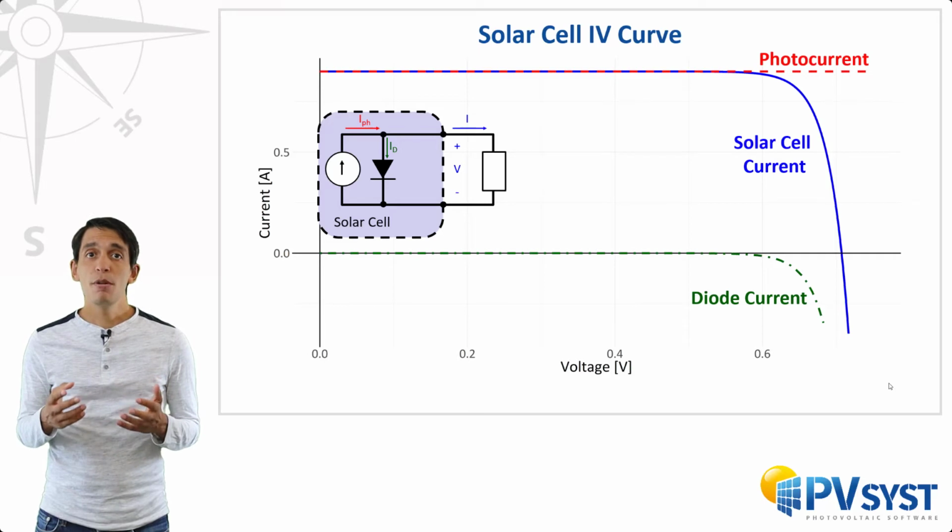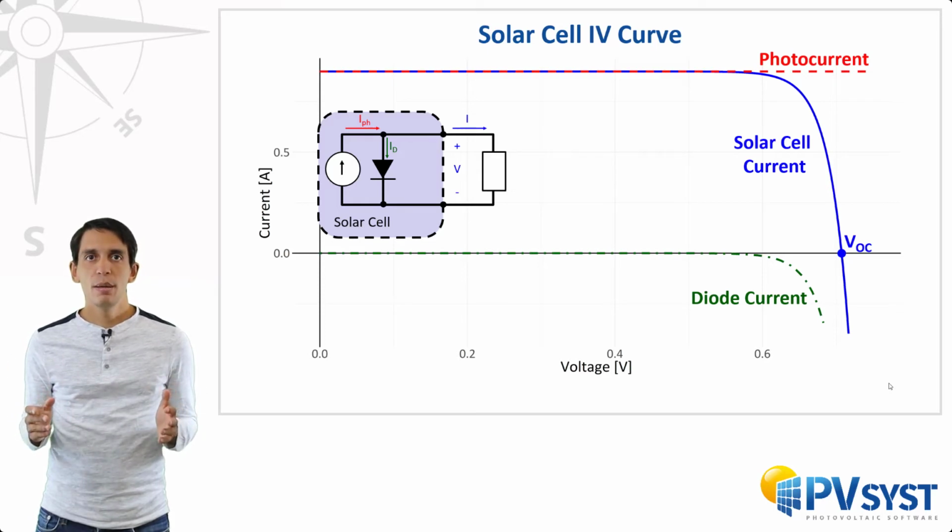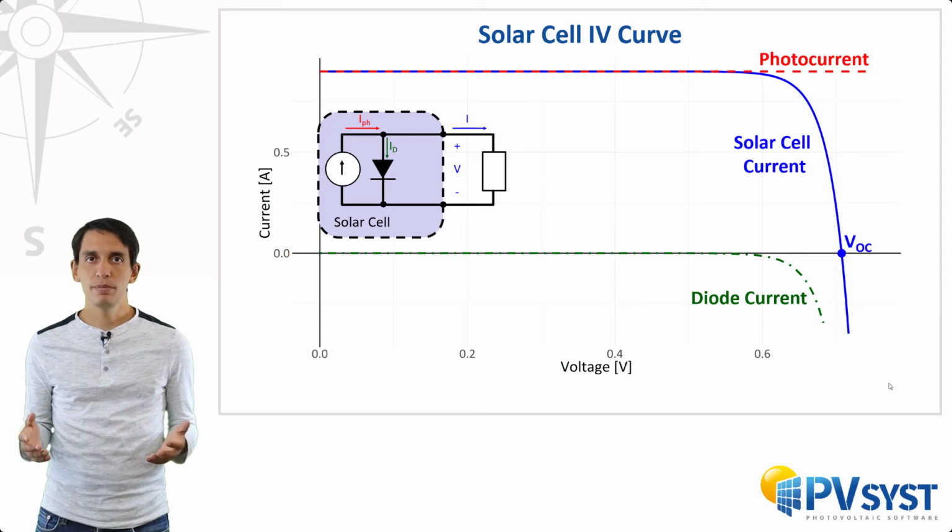There are three important points on this plot that are used to characterize the performance of a solar cell. The first point is the open circuit voltage, or VOC. This is the voltage when the solar cell is operating at zero current. We call it open circuit because this is the voltage you would measure if the solar cell's terminals were open.